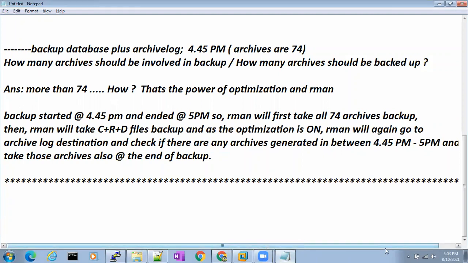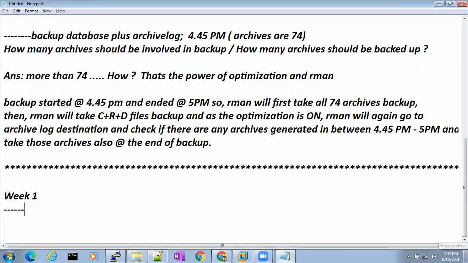Now, in a week, which day does it start with? Sunday. Okay, Sunday. So week 1. Database size is 50 GB. Or else database used size, I mean, used size is 50 GB. Okay. Sunday I have taken a backup.